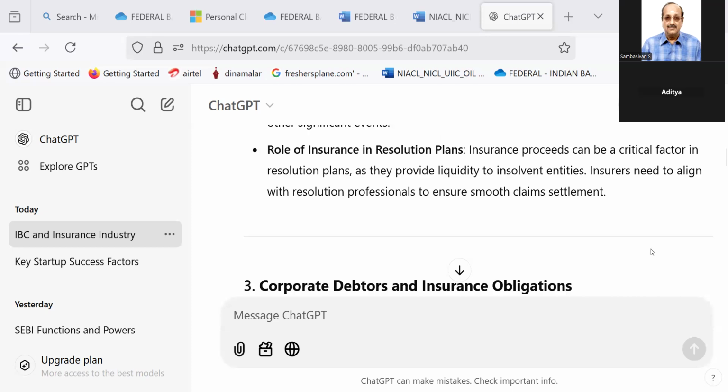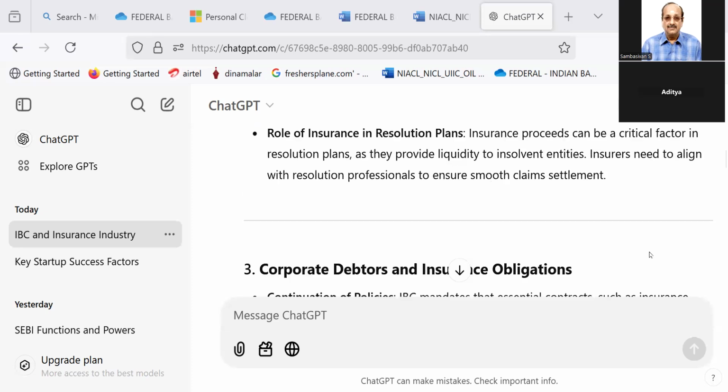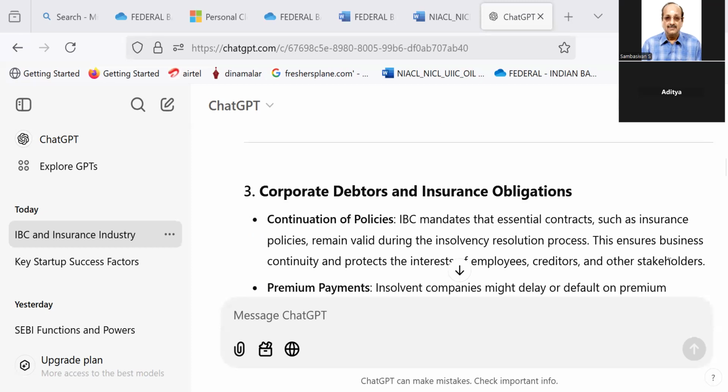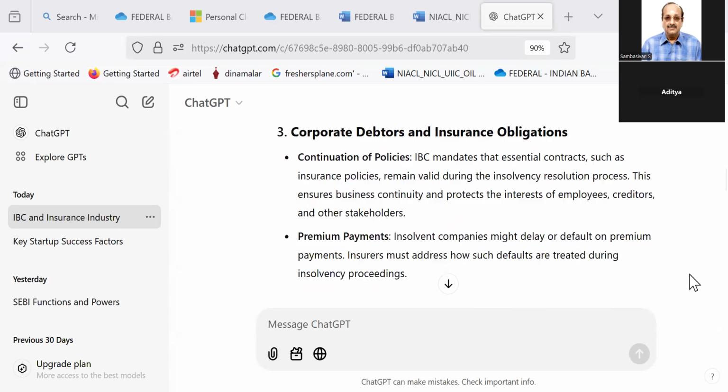Corporate debtors and insurance obligations. Continuation of policies: IBC mandates that essential contracts such as insurance policies remain valid during the insolvency resolution process. This ensures business continuity and protects the interests of employees, creditors, and other stakeholders.